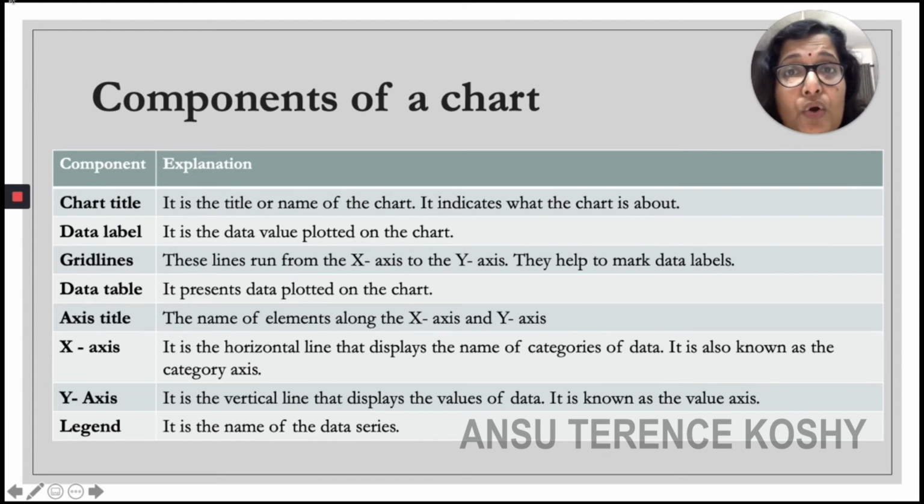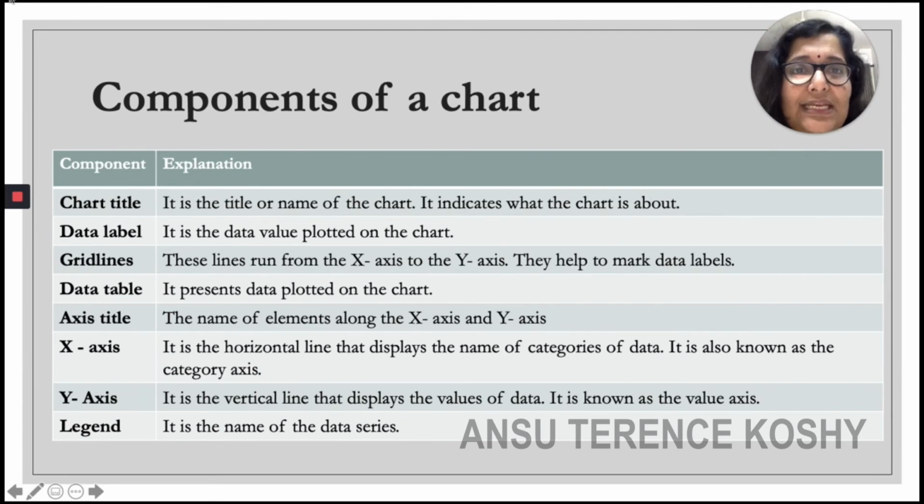X-axis. It is the horizontal line that displays the name of categories of data. It is also known as the category axis. What kind of data are you plotting, that comes on the x-axis of the chart. Y-axis. It is a vertical line that displays the values of data. Based on the category, what is the data obtained? That is what we need to plot. That will come on the y-axis. It is also known as the value axis.